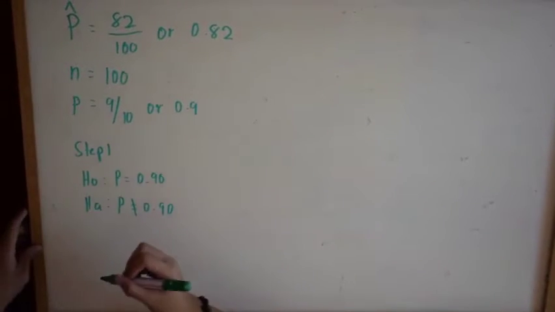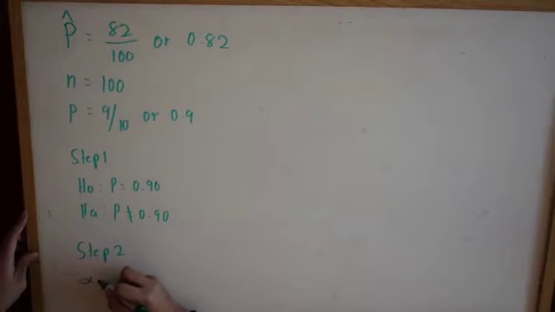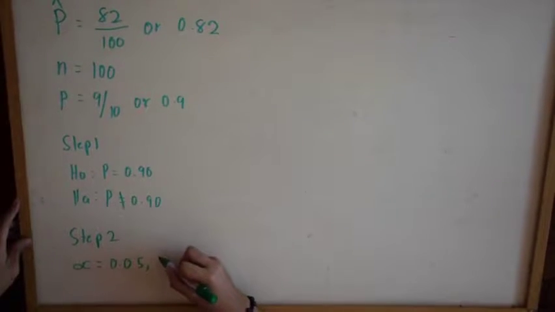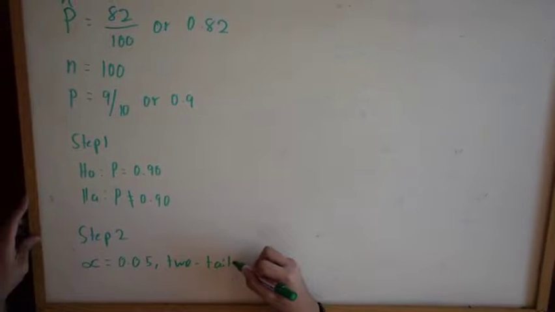So next we will proceed to step 2, and it is about finding the alpha value and what type of test we are going to use. In the given, it is given that 0.05 alpha we'll be using. And since we are dealing with equals and not equals, we are using a two-tailed test.